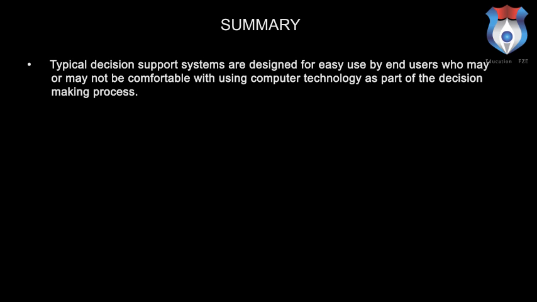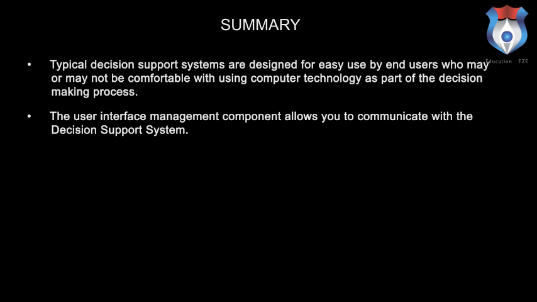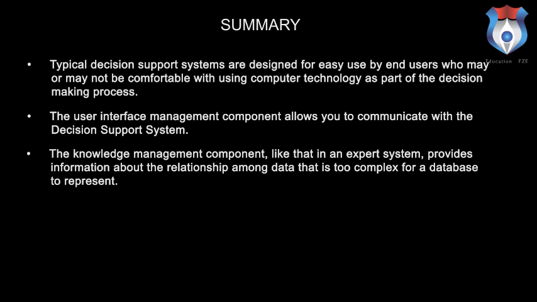Summary. Now in the end, let us summarize what we have learnt in this lecture. Typical decision support systems are designed for easy use by end users who may or may not be comfortable with using computer technology as part of the decision-making process. The user interface management component allows you to communicate with the decision support system. The knowledge management component, like that in an expert system, provides information about the relationship among data that is too complex for a database to represent.